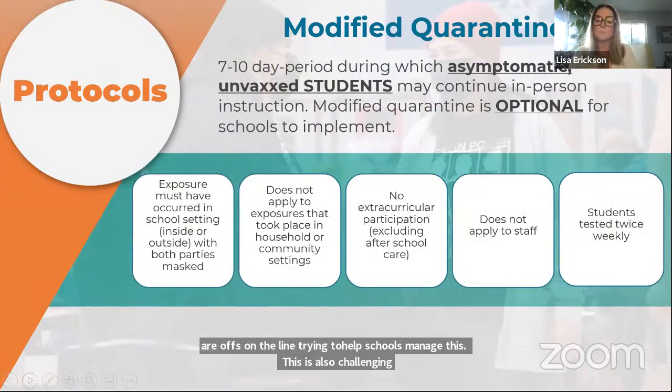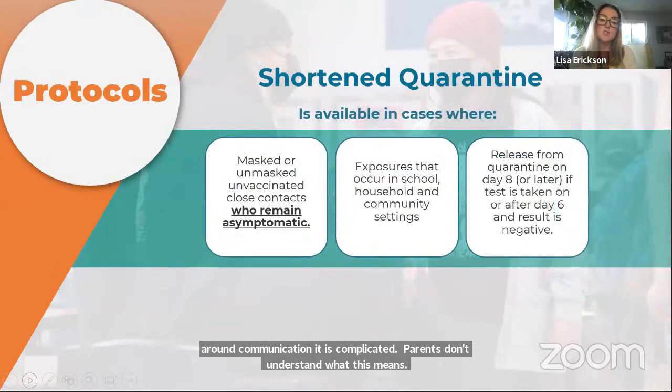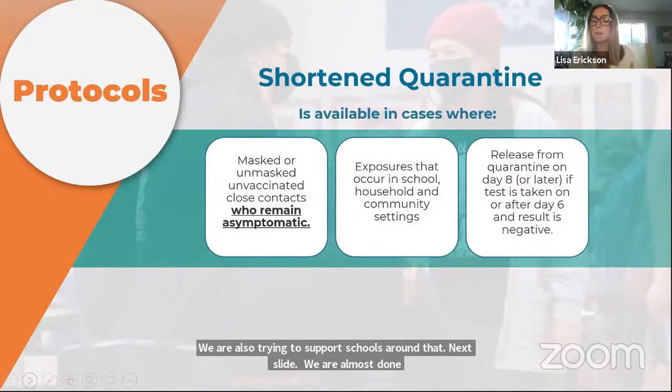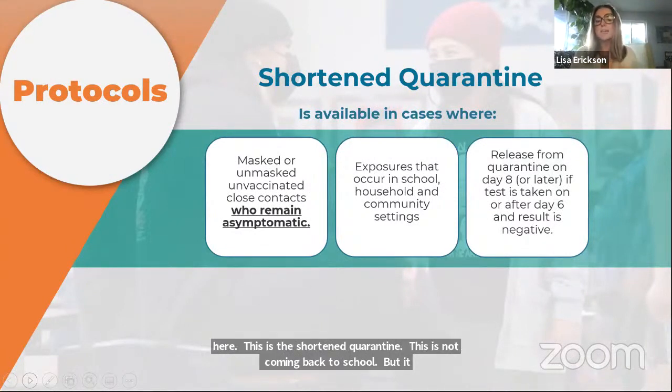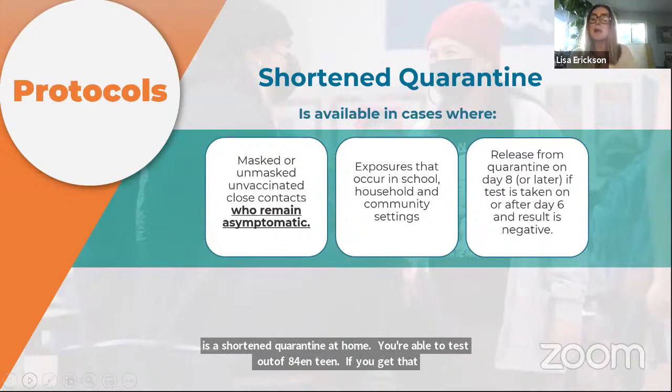So we're also trying to help support schools around that. Next slide. And we're almost done here. This is the shortened quarantine, which is not coming back to school, but a shortened quarantine at home. You're able to test out of quarantine if you get that test on day 6 or later, which is actually going to change to day 5 or later, and then you can come back on day 8. But again, it requires testing and the ability to track that testing.